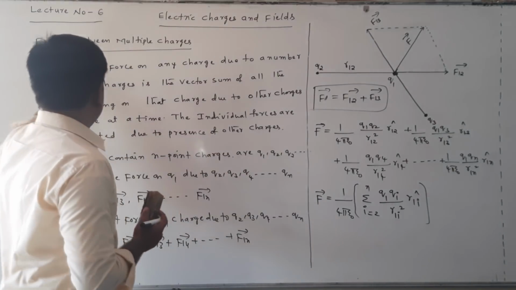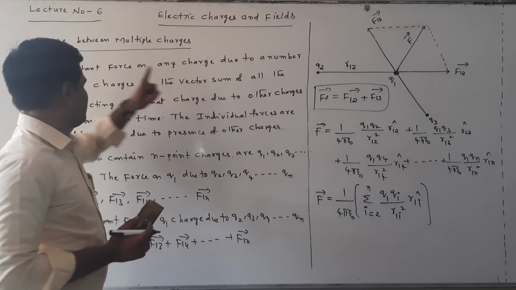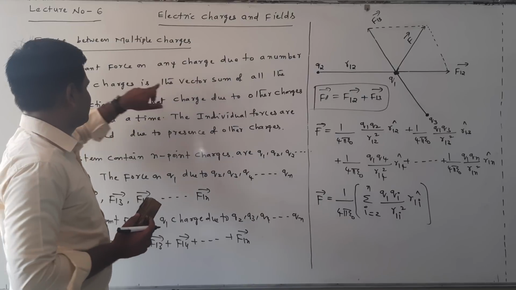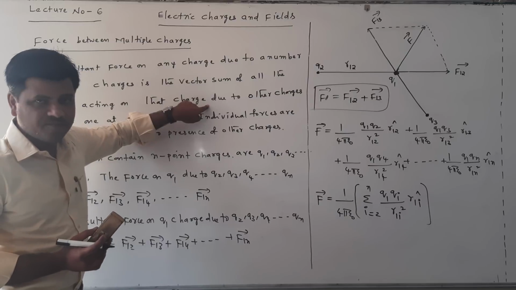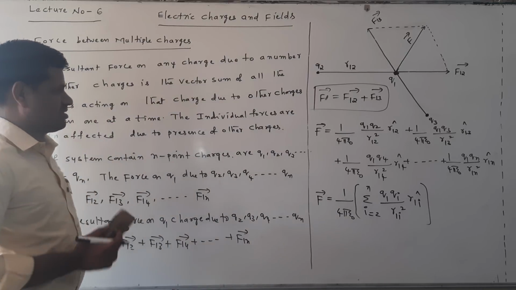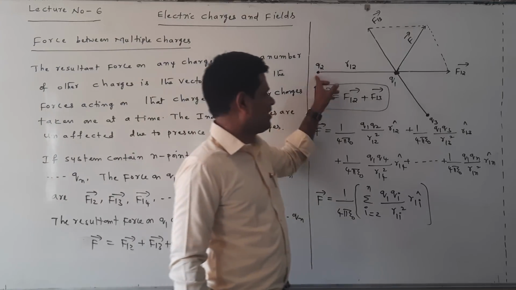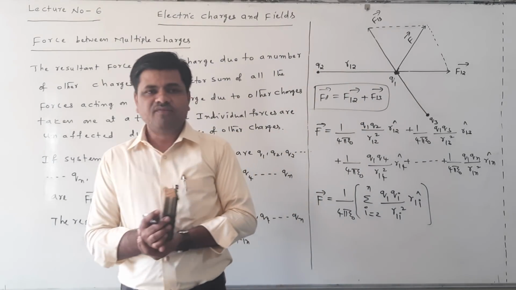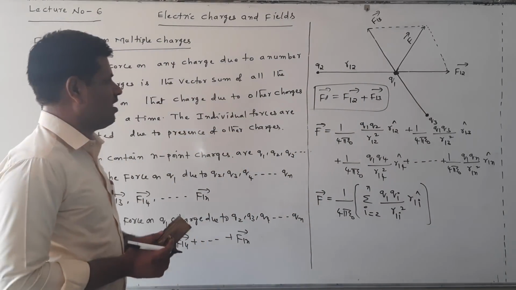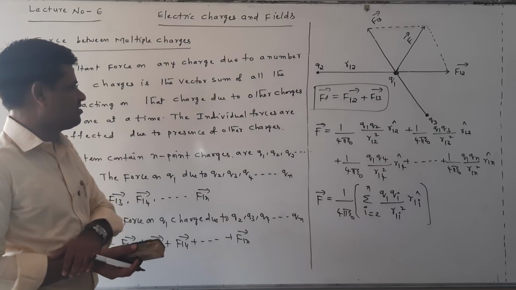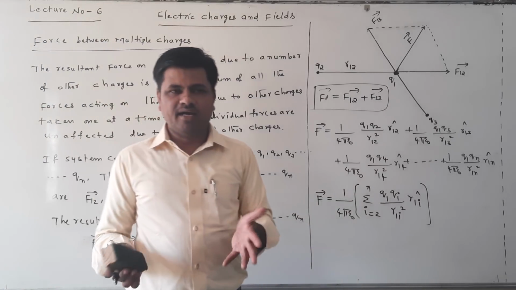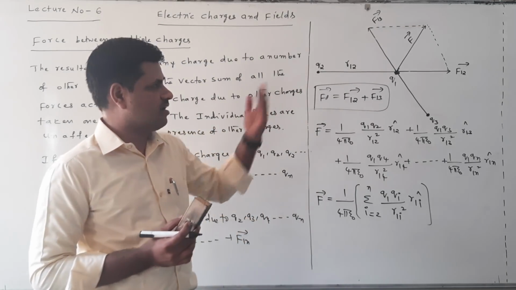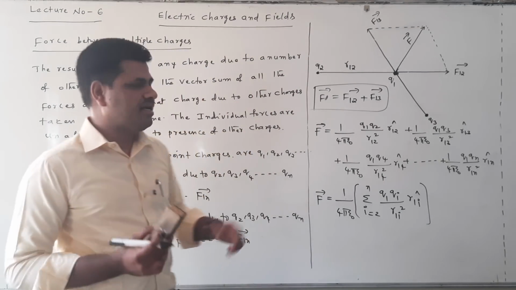The resultant force on any charge due to a number of other charges is the vector sum of all the forces acting on that charge due to the other charges, that is, due to the Q2 charge and Q3 charge. That resultant force can be written as F bar is equal to F12 bar plus F13 bar. Taken at one time means we add the two forces using the parallelogram law of vectors.